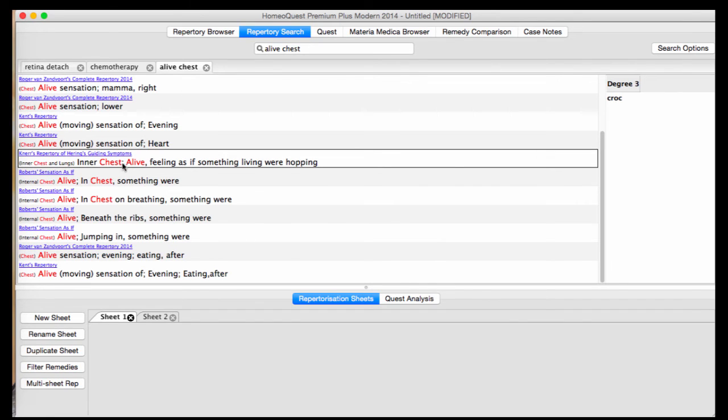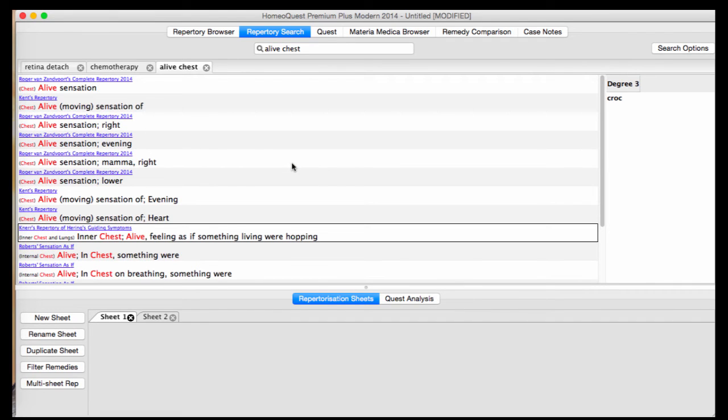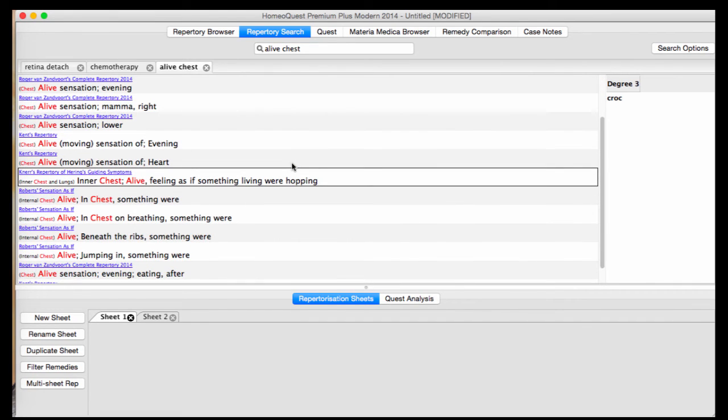And then of course Nair's had it as well, which was hopping in the chest, which I did not find in the other big books like the Kent and the Complete. So you see, you should never underestimate any small repertory in spite of expanding databases.